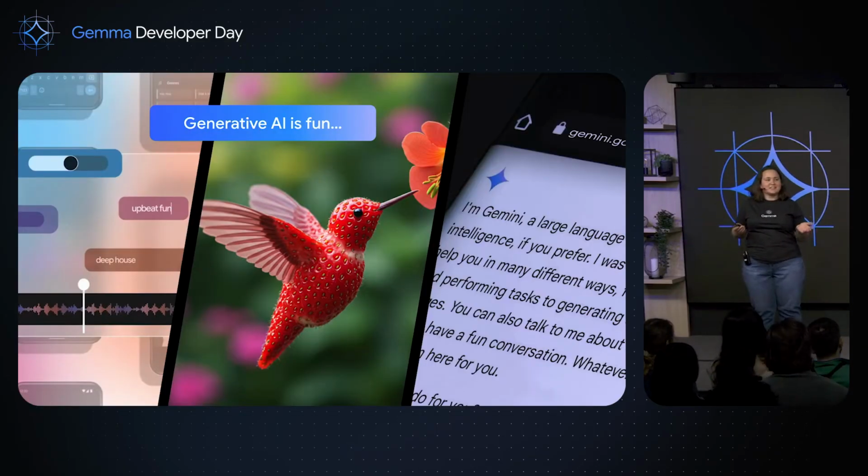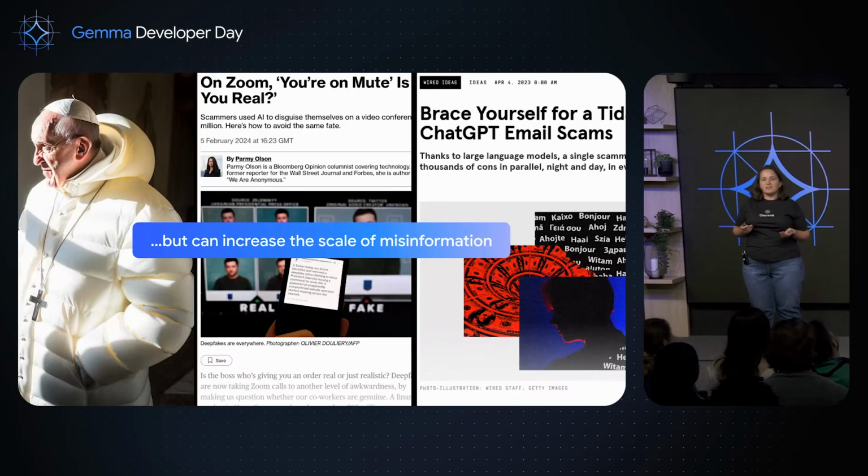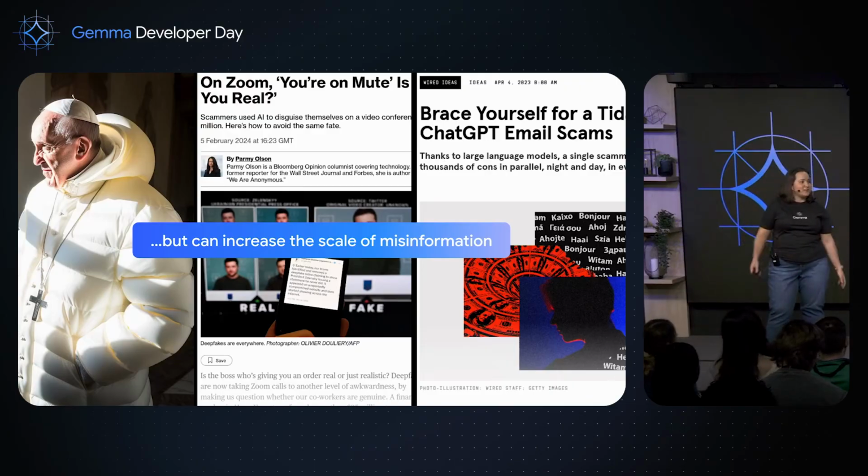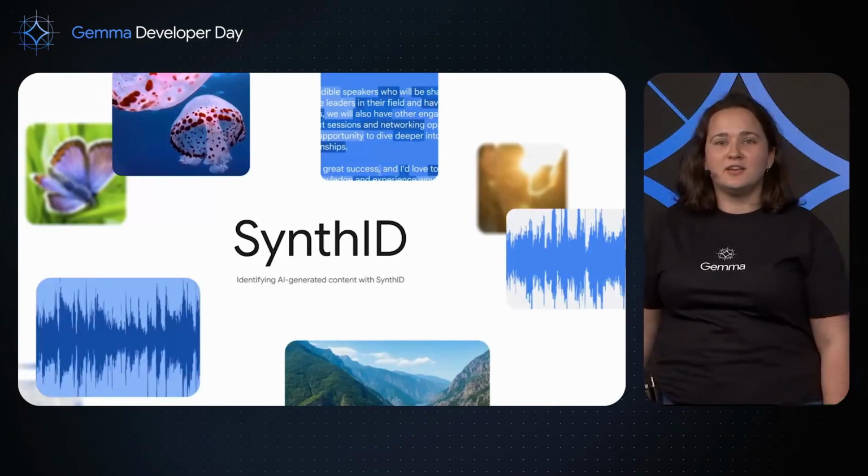Generative AI is everywhere around us, and it is really fun to create content with it. However, it can really increase the scale of misinformation that we find online. It has become more and more difficult to determine the origin of content that we find online, and as a result, deepfakes and fake news are becoming more and more common.